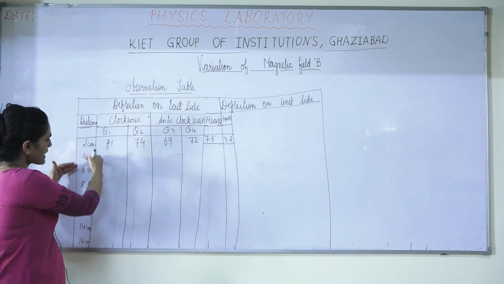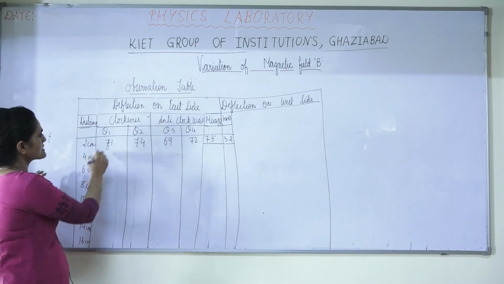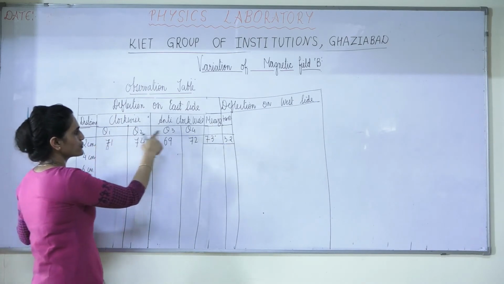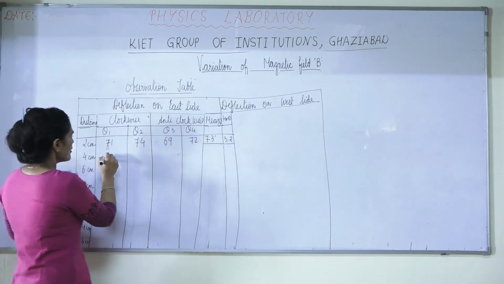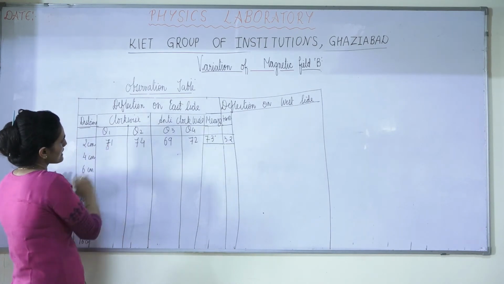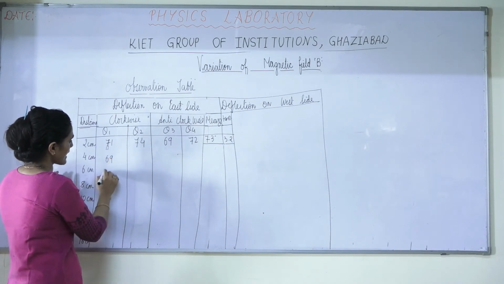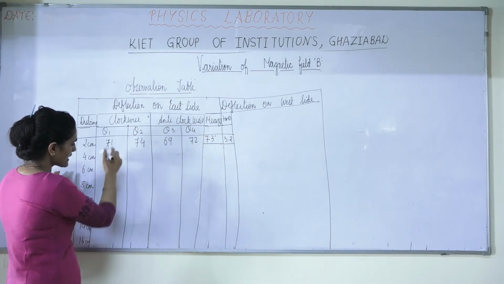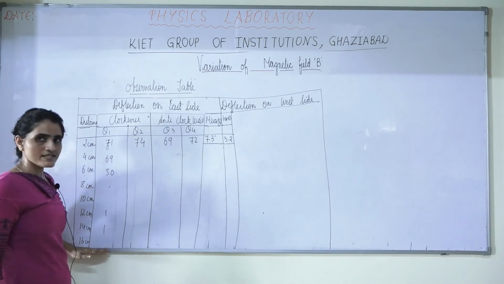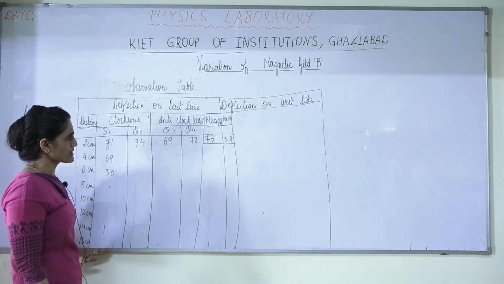As I go on increasing the distance, the values of theta 1, theta 2, theta 3 and theta 4 will go on reducing. That is, I am getting 71 over here, maybe I can get something like 69, then something in the 50s, and in this way the value will go on reducing till 16 centimeter.